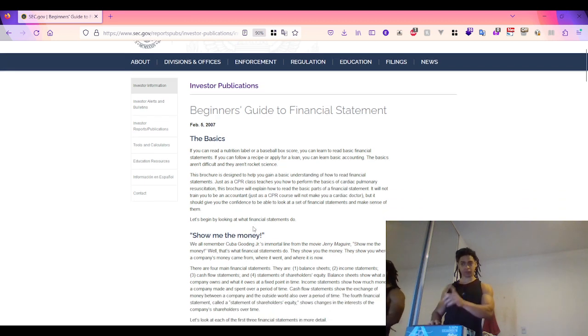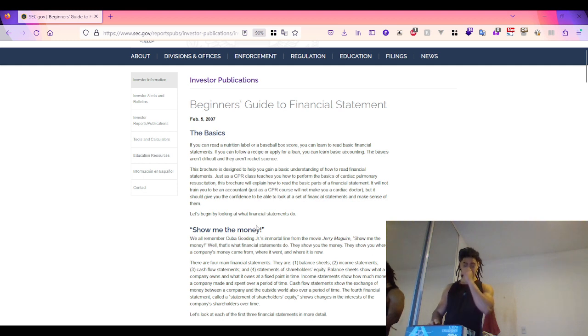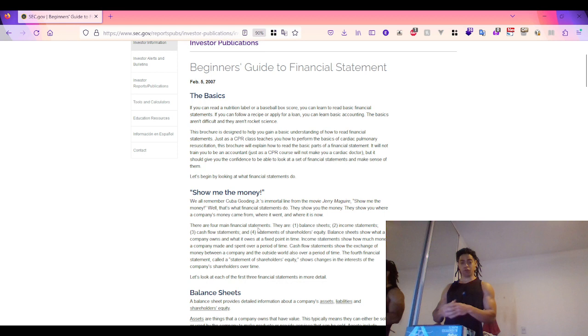So this section focuses on the basic understanding of how to read financial statements, much like a CPR class teaches you how to perform basic cardiopulmonary resuscitation, but won't train you to be a cardiac doctor. Much like that, this section won't train you to be an accountant, but it can give you some confidence when you're able to see a set of financial statements and make sense of them. After all, financial statements show you the money. That's what it is, and you have four types of them.